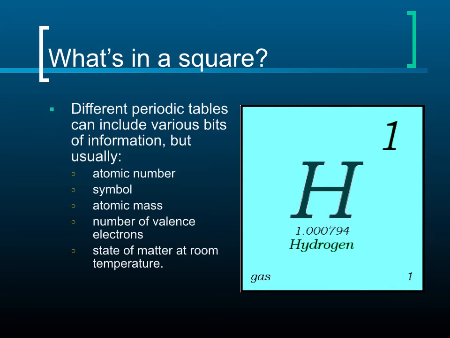A valence electron is the electron that is on the outermost ring. For hydrogen, it has 1 electron total. But for an element like sodium, Na, sodium has 11 electrons, but it will say 1 valence electron because it only has 1 electron on its outer shell.